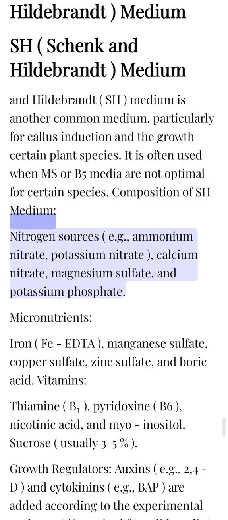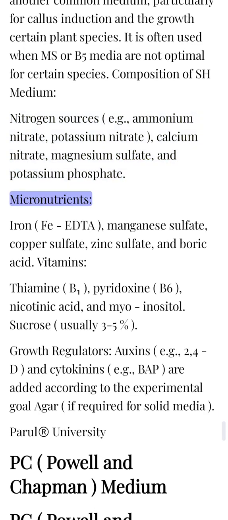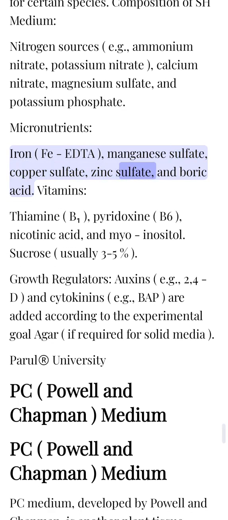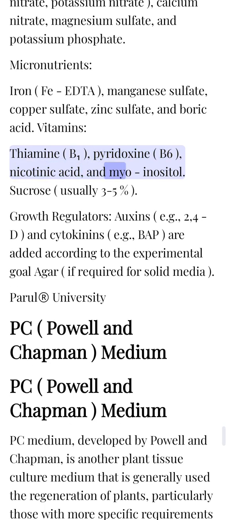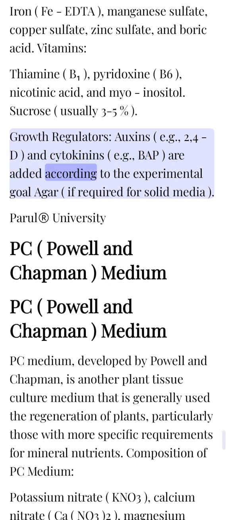Composition of SH medium. Nitrogen sources, for example ammonium nitrate, potassium nitrate, calcium nitrate, magnesium sulfate, and potassium phosphate. Micronutrients: iron, Fe-EDTA, manganese sulfate, copper sulfate, zinc sulfate, and boric acid. Vitamins: thiamine, B1, pyridoxine, B6, nicotinic acid, and myo-inositol. Sucrose, usually 3 to 5%. Growth regulators, auxins, for example 2,4-D, and cytokinins, for example BAP, are added according to the experimental goal. Agar, if required for solid media.